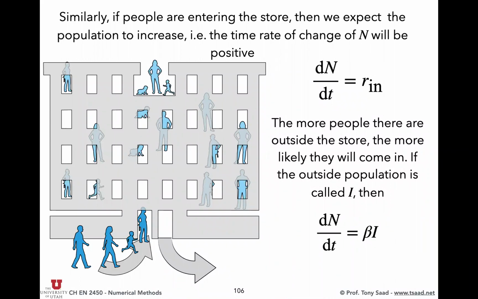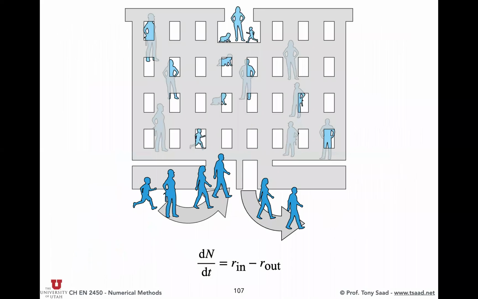So now we've described people coming in and people leaving. And in reality, in a department store or a compartment like this, where there's a population that's changing over time, the rate of change of the population is equal to whatever is coming in minus whatever is leaving, right? And R_in and R_out are both positive quantities.